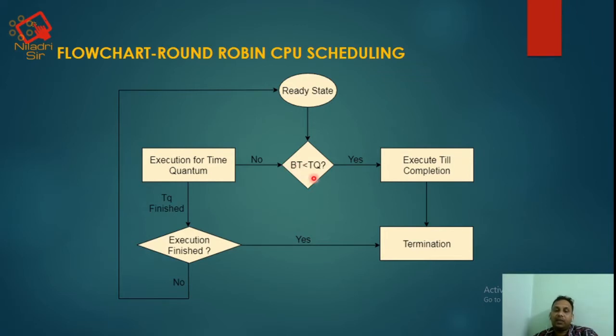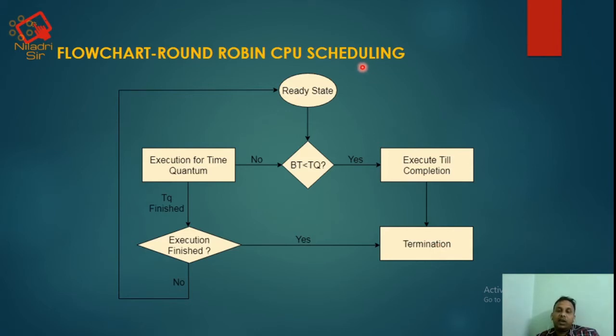If the burst time is greater than the quantum time, then execution is for the time quantum. Suppose the quantum time is 2 microseconds and the burst time is 5 microseconds. We can see that the burst time is greater than the quantum time, so it will execute for the quantum time. That means the P1 process will execute for 2 microseconds. If its execution is not finished, it will go back to the ready state, and if it is completed, it will go to the terminated state.